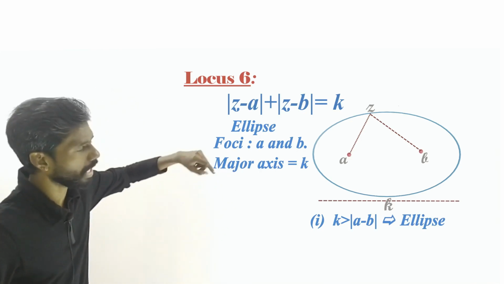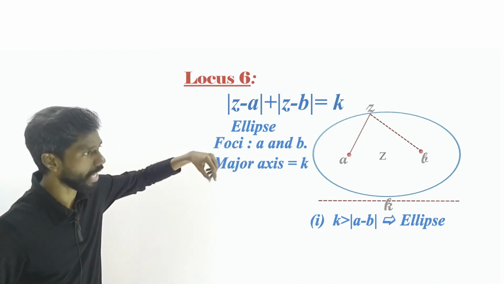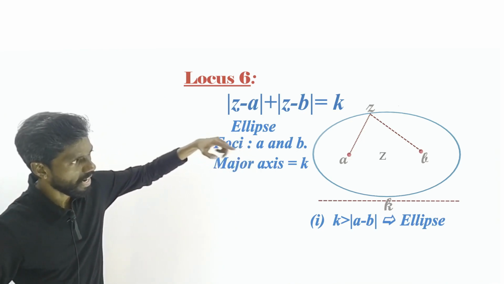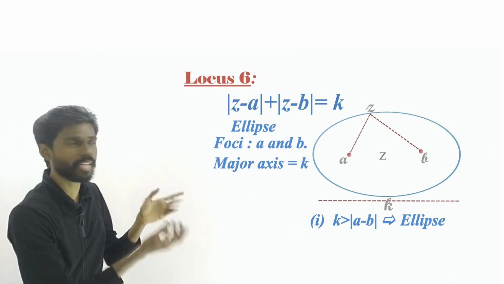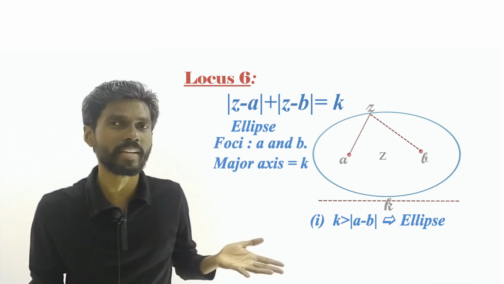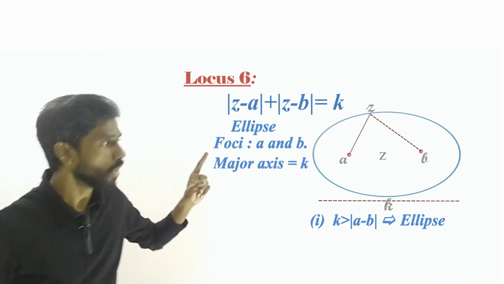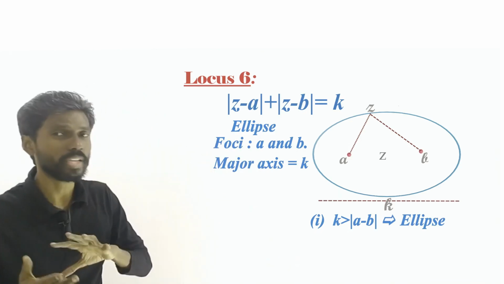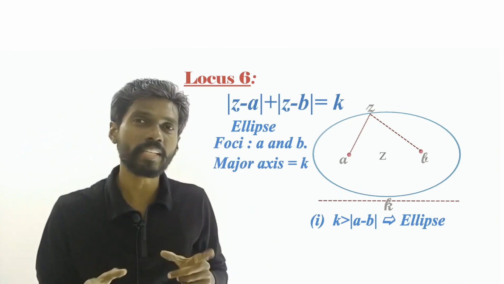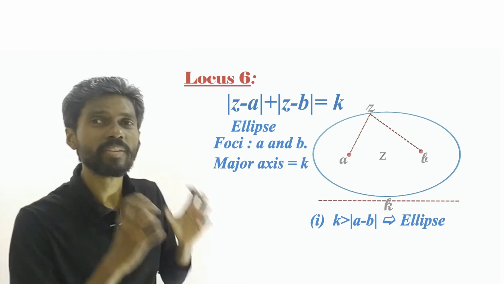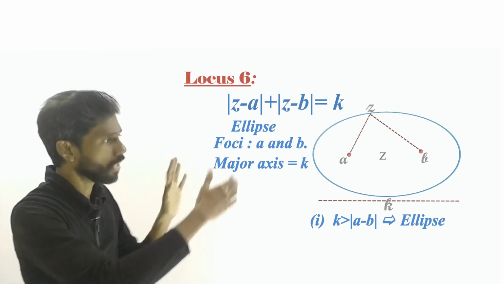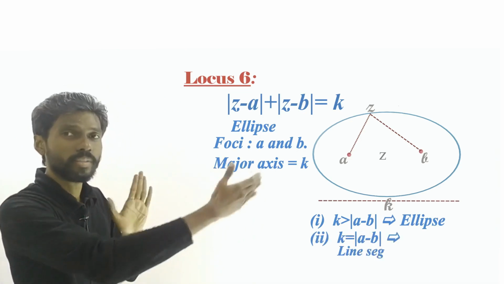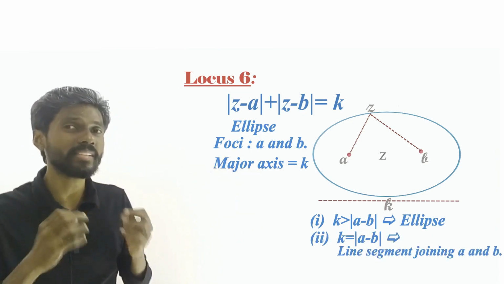So in that case, what will happen? If z lies on the line segment, the distance between z and a plus the distance between z and b is the same as the distance between a and b, right? So that is simple. It is not forming a triangle in that case. It's just a line segment. So if k equals mod a minus b, it will not form an ellipse. It will be just a line segment, a part of a line. Not a complete line. It is only the portion between the two points a and b.